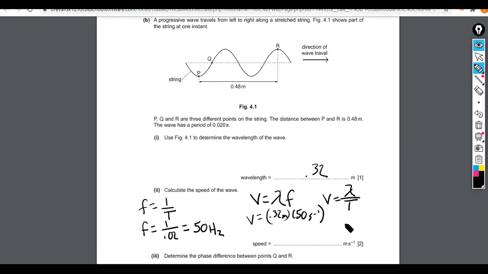And so 50 times 0.32 gives us a wave velocity of 16 meters per second. Don't write 4 squared, just write 16. Don't make them do an extra calculation to check your answer. Don't record your answer as the square root of 256. Don't make more work for the examiner. Any questions on that? Leave them down in the comments below.